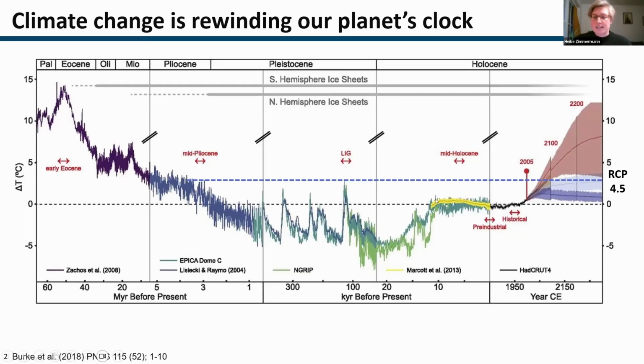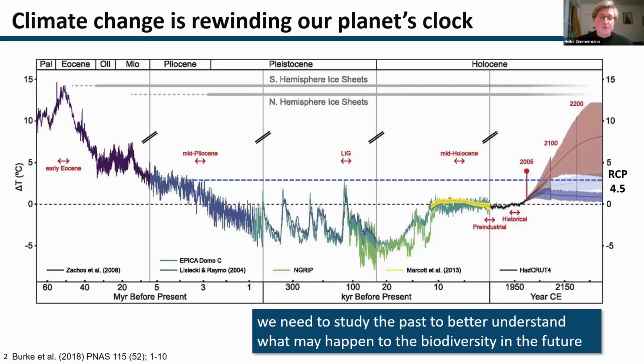And if we look at the mid-Holocene, especially the mid-Holocene thermal maximum, we know that temperatures were also higher than they are today, so this could be an analog for the near future. What we see from this is that it is critical that we study the past to better understand what may happen to the biodiversity in the future.